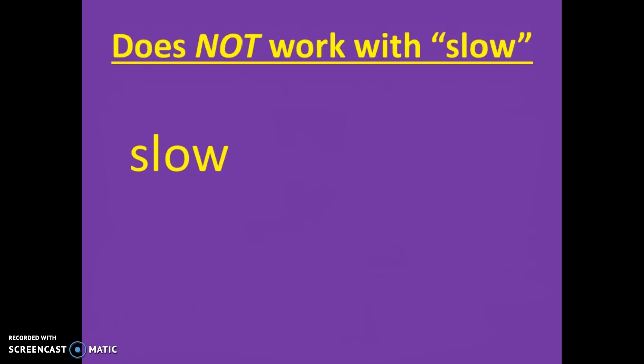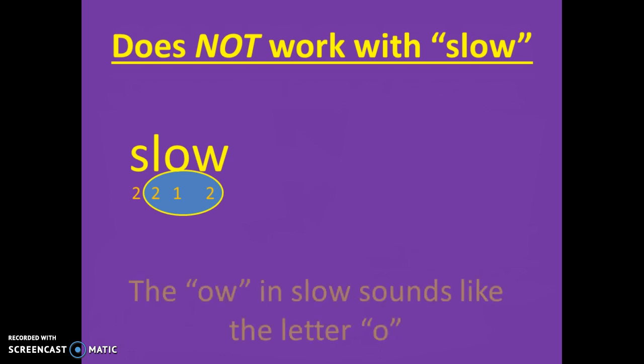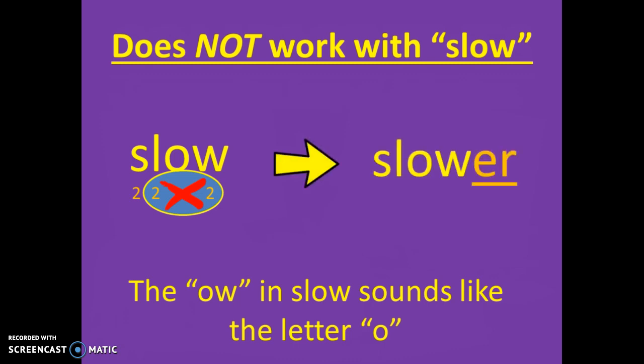This does not work for the word slow. So slow is very common when we talk about people or animals or objects like cars. But we'll have an S, which is 2, L 2, O 1, and W 2. We'll see that we have the 2-1-2 is here. But this is very important. The OW in slow sounds like the letter O. It sounds like a single sound. So we do not double the W. We just add ER. So S-L-O-W-E-R.